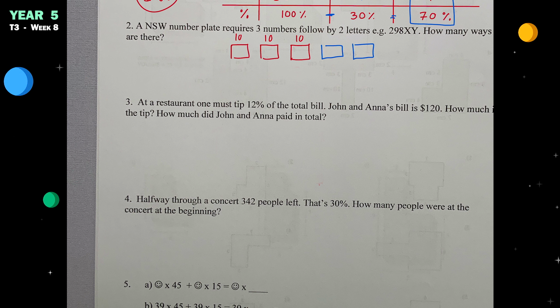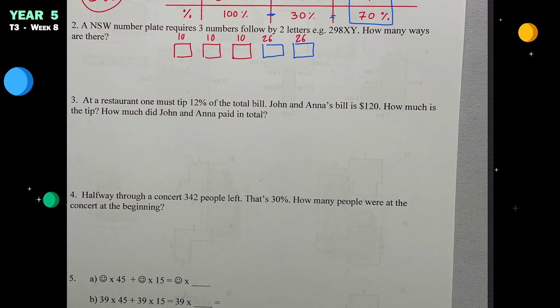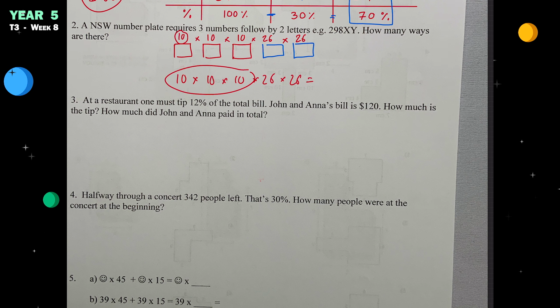The letters are from A to Z. So you have 26 alphabetical letters, another 26 over here. Alright, to work out how many ways, what we do is we find out how many numbers can go into each position, and then we times the values up there and we get the answer. So if you multiply 10 times 10 times 10 times 26 times 26, you get an answer. This will give me 1000. Okay, 1000 times it by 26 times 26. You can actually work that out yourself, so I'll leave it to you.